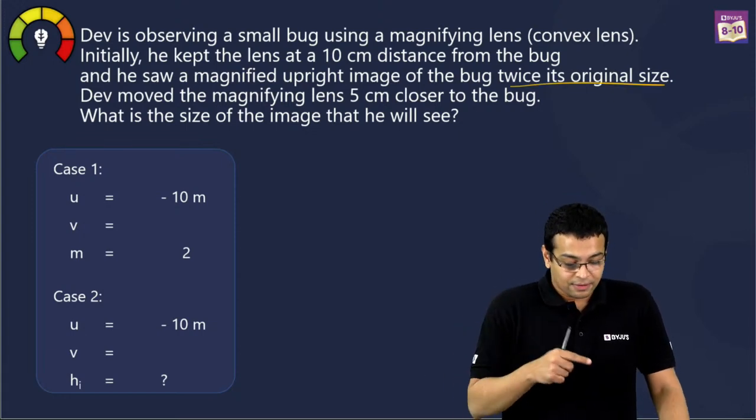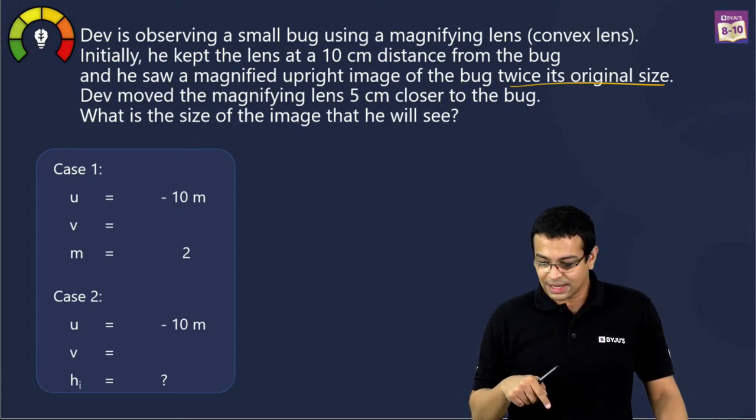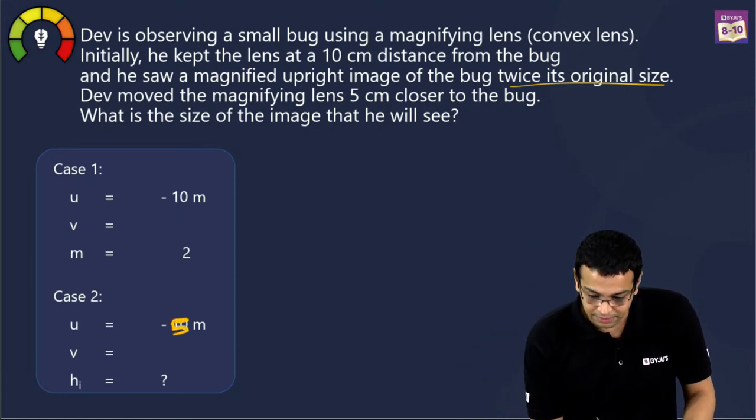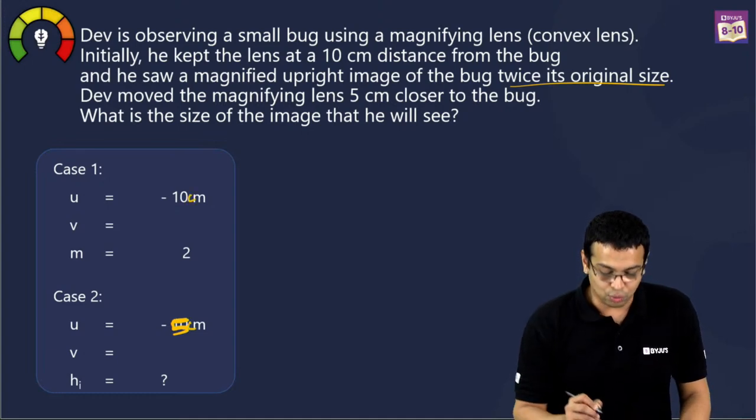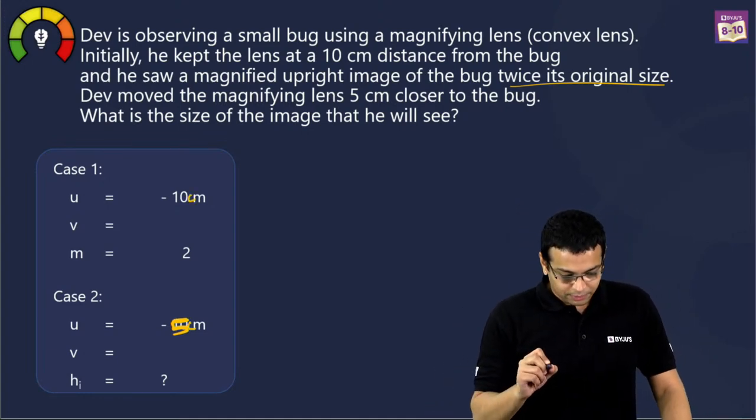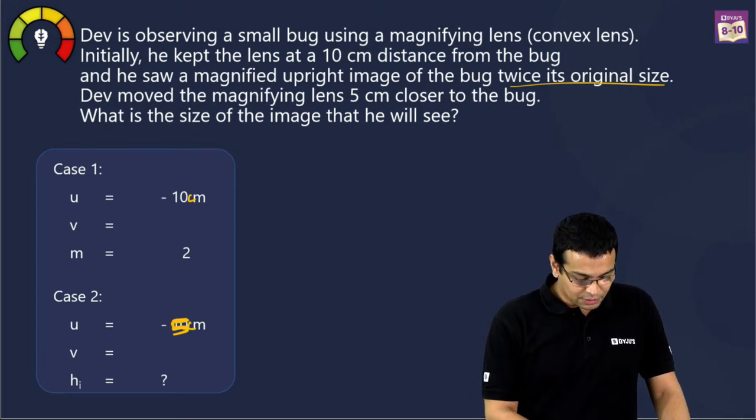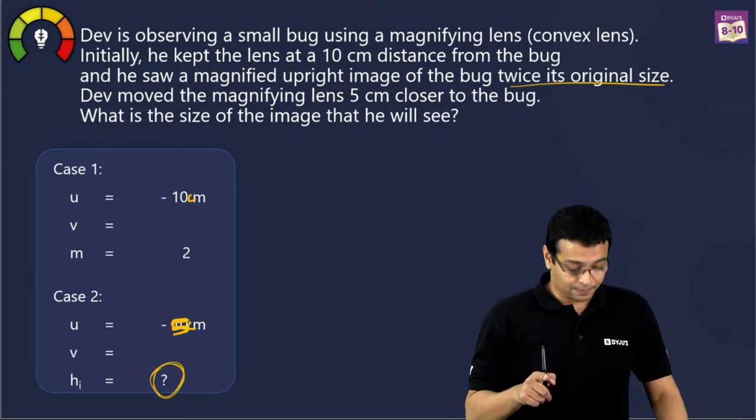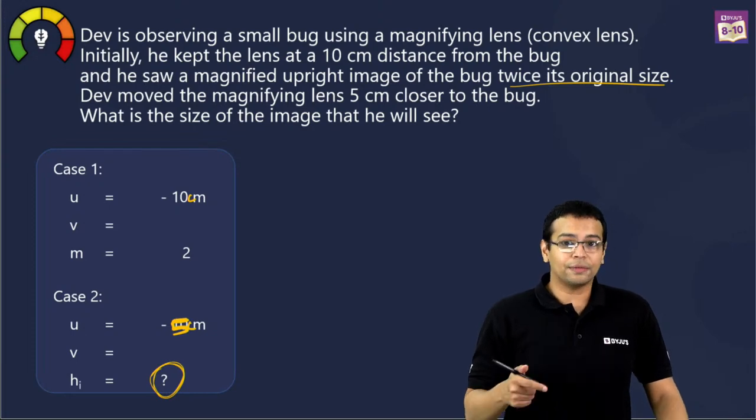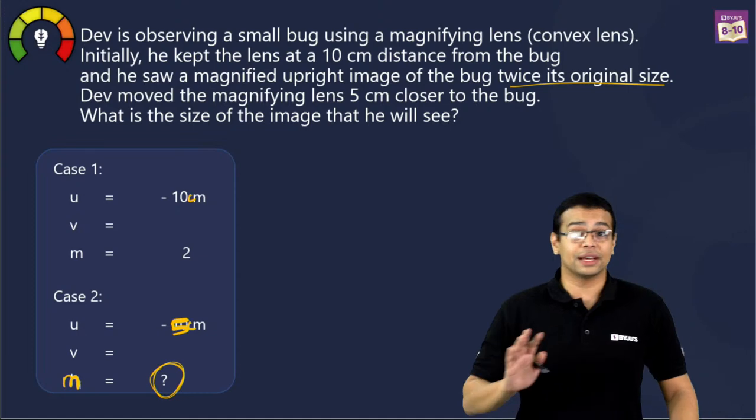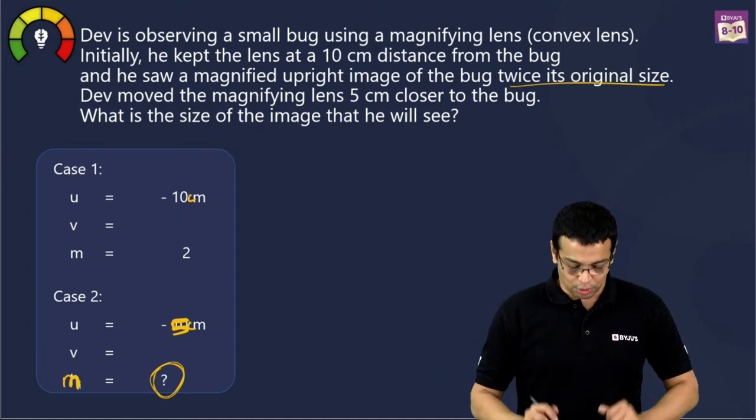Second case, U became negative 5 centimeter. What was the second case? It was negative 5 meter or centimeter. So many mistakes that I made. I hope you don't make these mistakes, okay? Check this out. What is the size of image that he will see? Which means I need to figure out what is the size of image. Could it mean that I want the height of the image? Could also mean that I want magnification or relative size of that image, okay? We'll figure out as things go along.